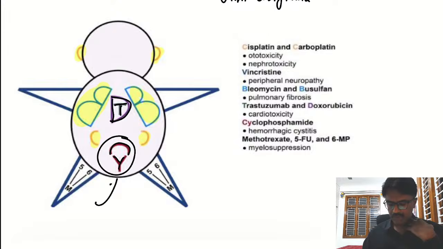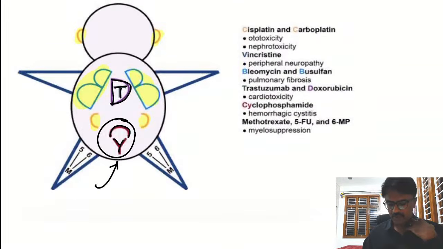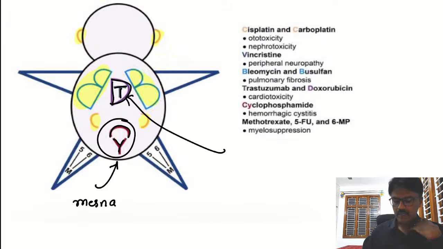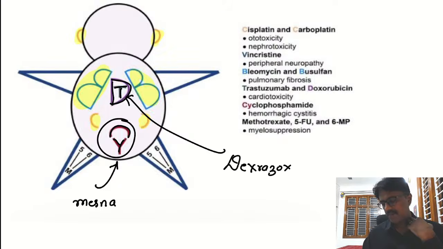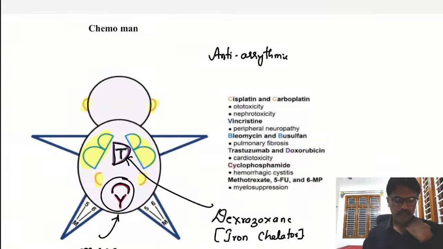Sir, can we prevent hemorrhagic cystitis? How do we prevent? We use a drug called mesna. Can we prevent cardiotoxicity by doxorubicin? Yes, we use a drug called dexrazoxane. So it is an iron chelator which can prevent cardiotoxicity done by rubicins.